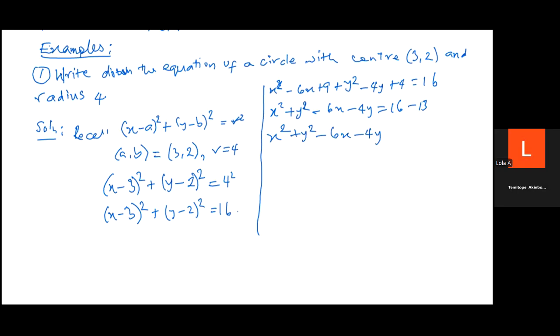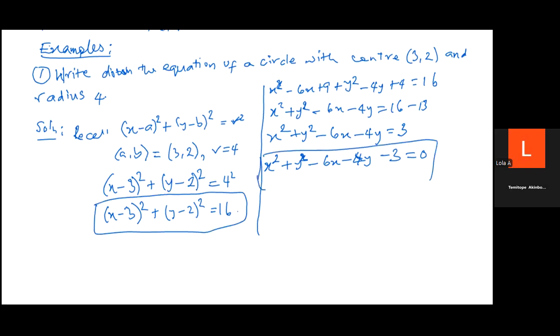So in expanded form, I will have x squared plus y squared minus 6x minus 4y minus 3 equals 0. This and this are the same. This one is completed form, while this is expanded form. Is that clear? Yes, sir.